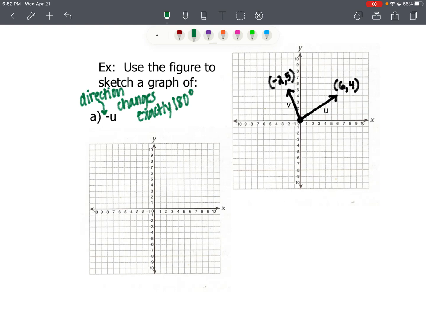That means that instead of starting at 0, 0 and ending at 6, 4, our vector is going to start at 6, 4, and its terminal point will be at 0, 0. And that's what happens when you take the opposite of a vector. Or you can think of it as multiplying it by -1.